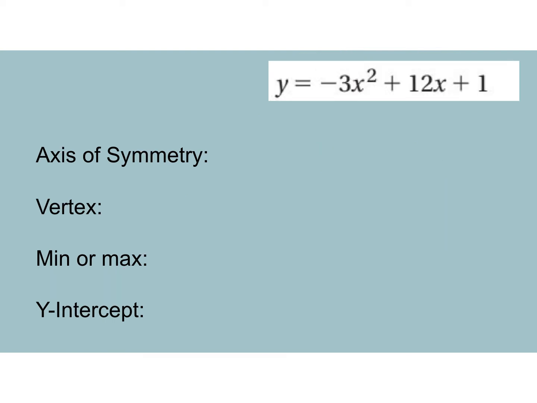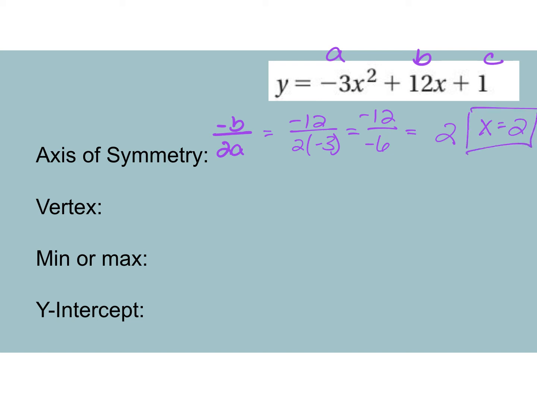Another one. So again, we have a, b, and c. So for my axis of symmetry, I have negative b over 2a. So to solve this, my b is 12, so this will be a negative 12 over 2 times negative 3. So negative 12 over negative 6, which gives us a positive 2. So that means the axis of symmetry is at 2.